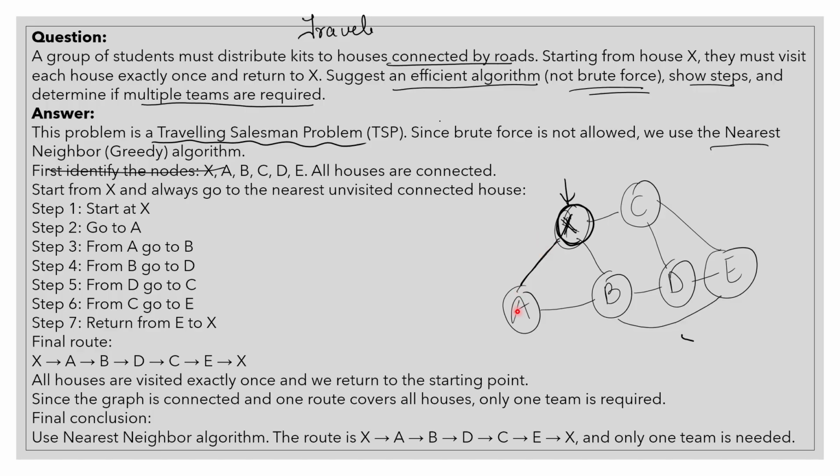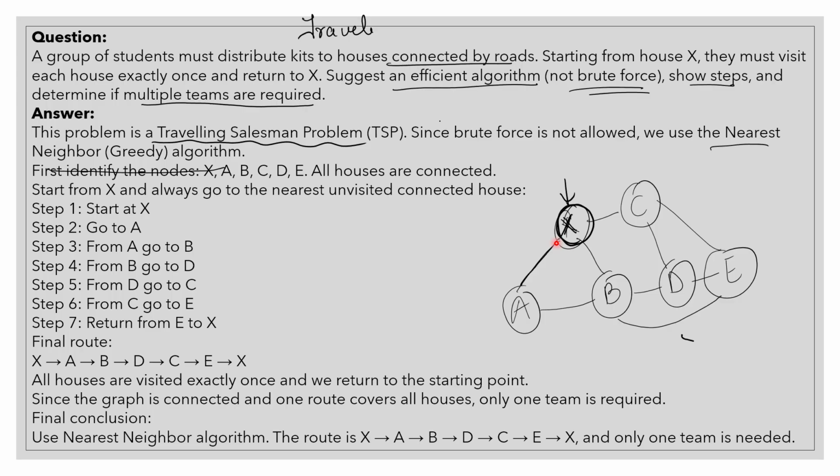Go to A to B, B to D, D to C, C to E, E to X. All houses are visited exactly once and we return to the starting point. Since the graph is connected and one route covers all the houses, only one team is required. Hence, using this algorithm, we get that only one team is required.